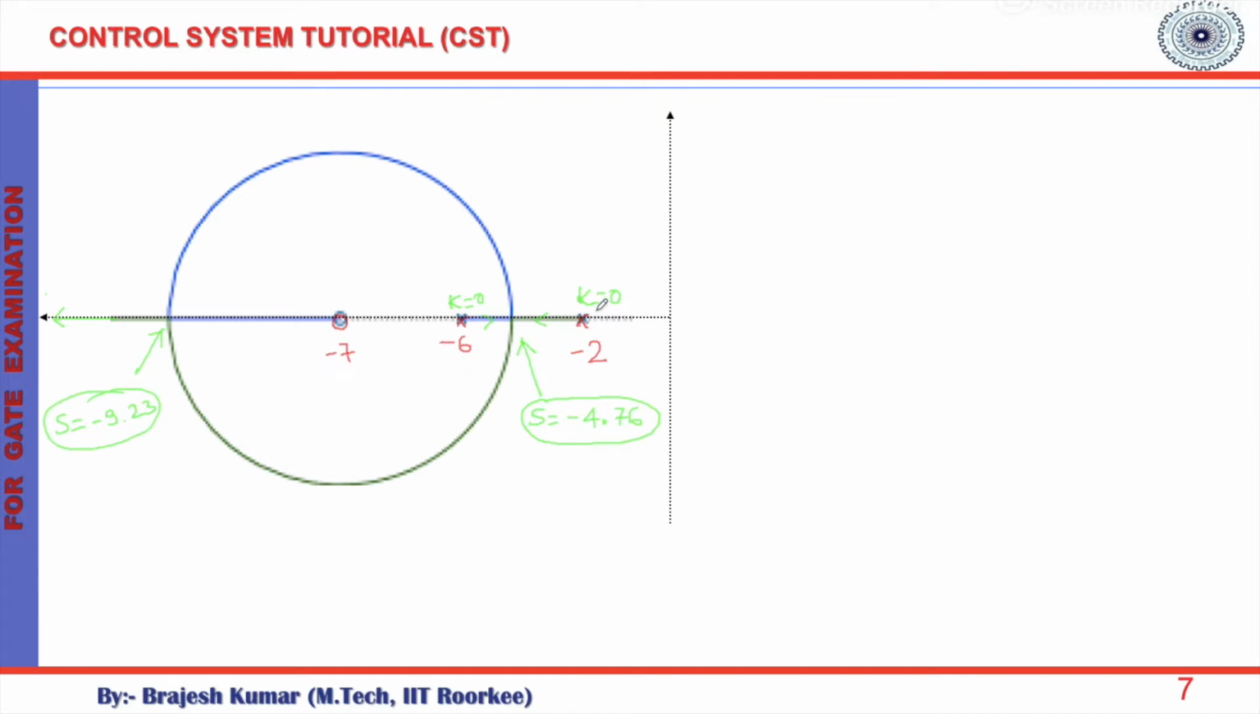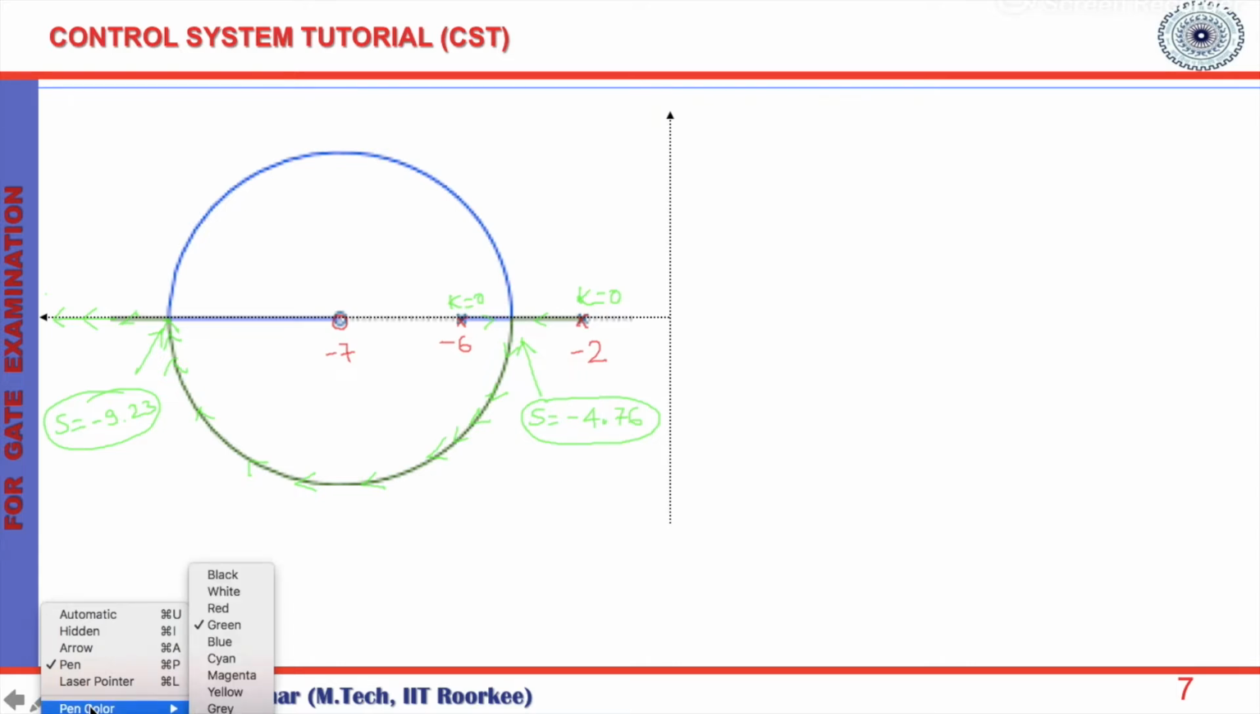So what is happening here? When it starts moving and encounters a breakaway point, it splits towards this path. Note that we have taken two colors, green and blue. This will keep on moving like this. If you further increase the value of k, this will go here. Once again it will encounter a break-in point and then deflect towards this. I have shown multiple arrows so that the movement is clear to you. You draw a root locus with the help of the open loop system, but it shows the movement of the poles of the closed loop system. Clear?